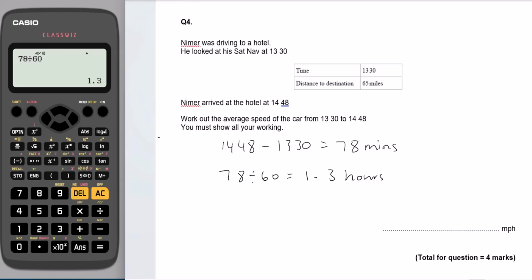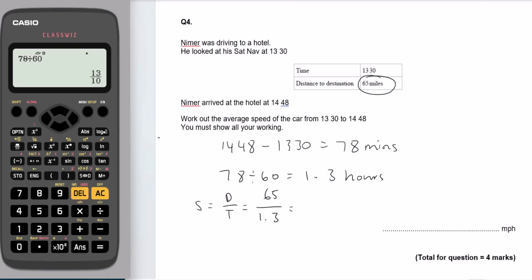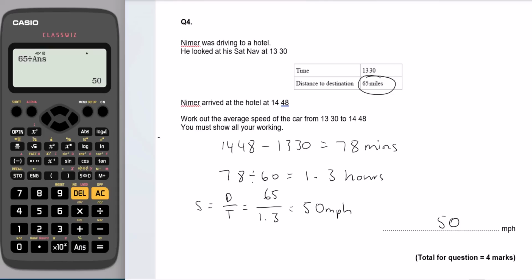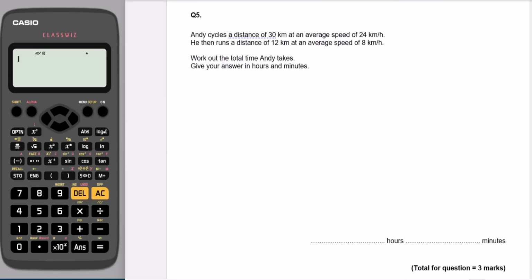Then the distance is 65 miles. So speed equals distance divided by time. Distance is 65, time is 1.3. So we're going to enter 65 divided by answer, because we already got the calculation done, and that gives us 50 miles per hour. So the answer is 50 miles per hour. That's worth 4 marks.